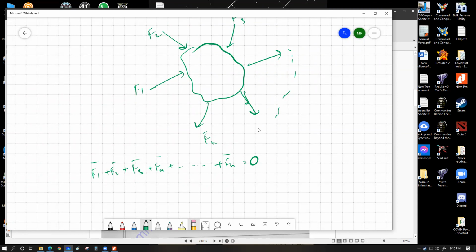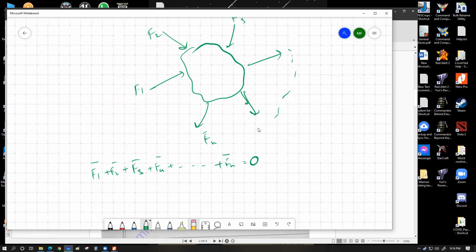Or vice versa, we can also say the other way, that if the polygon that we get out of the vector sum of these forces is a closed polygon, then we can decide that the forces individually produce an equilibrium as well. So it can work either way.